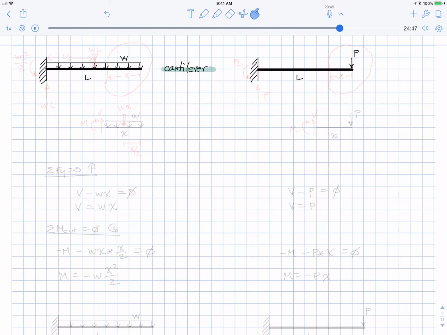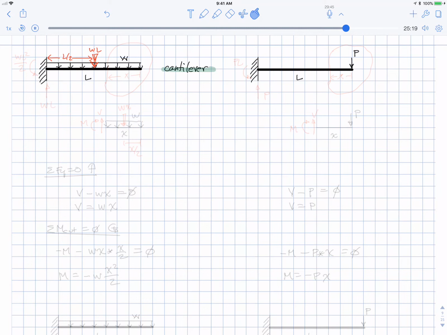I'm going to load one up with a uniform load of W, and the other one I'm going to put a point load on the end. It's sort of like a diving board where someone is standing on the end of a beam, or you're walking a plank on a pirate ship, and the plank has a length L. This distributed load of W has an area of W times L, and it's in the middle, which is at L over 2.